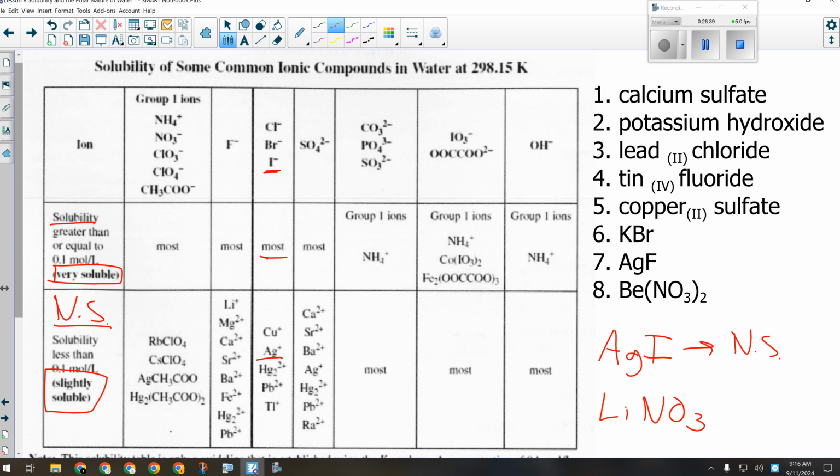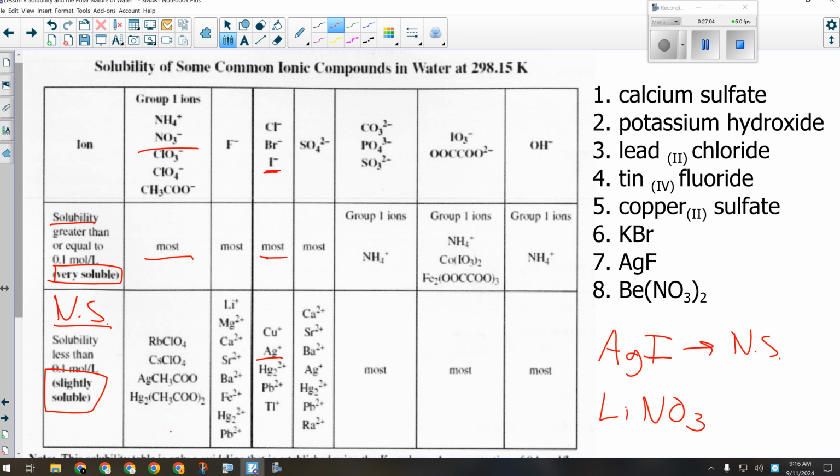Okay, so I look to the top row, and I see nitrate right there. It says it's soluble with most things. Again, thanks, that's helpful. But it's not soluble with these things that I've never seen before. So is that compound soluble? Yes. Basically all nitrates are soluble, actually. So yeah, soluble with most things.